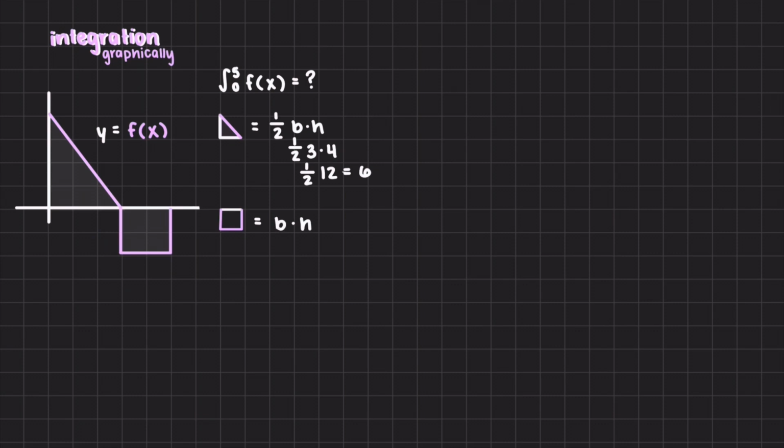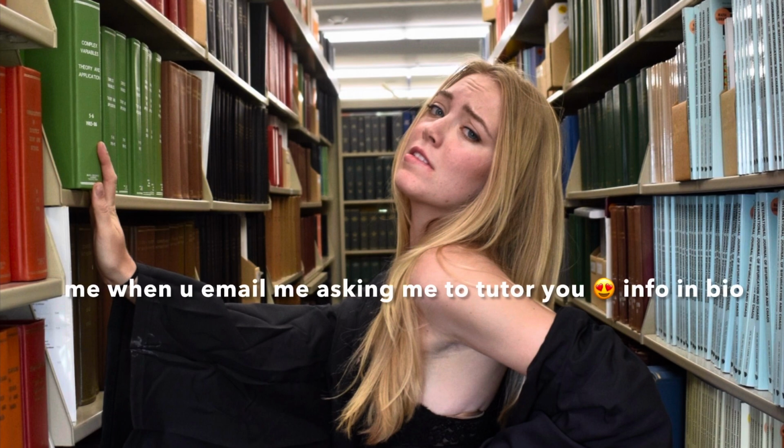The area of a square is just base times height. So now be careful with this. The base, yeah, is 2, but the height is going to be -2 because this is negative. So that's going to be equal to -4. So our last step to solve for the integral of f of x is going to be to add these two together. So it's going to be -4 plus 6, which is equal to 2. So this is going to be your answer for this integral.